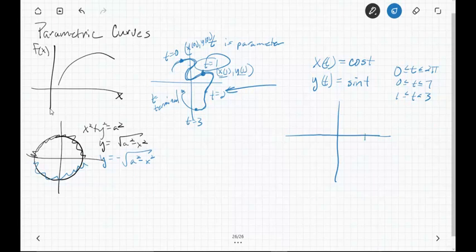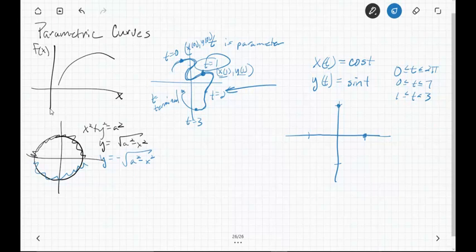I'm going to call this one, what is that one? 1, 2, 3, 4. Call that one 1, 2, 3, 4. That one 1, 2, 3, 4. Okay, cool. So when t equals 0, we know that cosine of 0 is 1 and sine of 0 is 0. So we're there. All right, when t equals pi halves, we know cos is 0, and sine is 1. So that gets me up there.